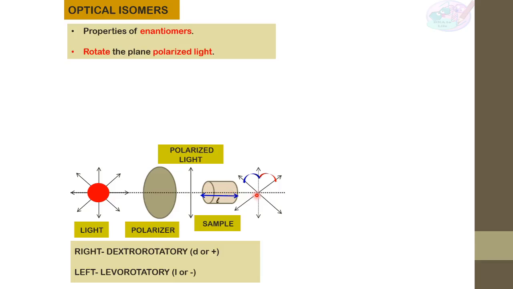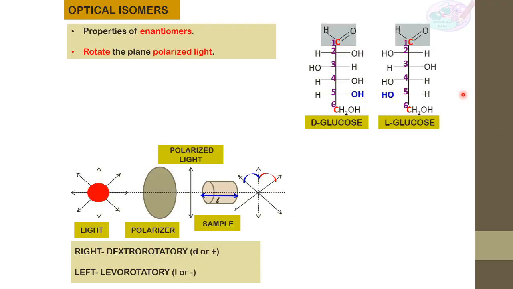So if this sugar solution rotates this light toward the right, it is called dextrorotatory, and it is denoted with either a small d sign or a plus sign. And if this sugar rotates this light toward the left, it is called levorotatory, and it is denoted with either a small l or a minus sign.